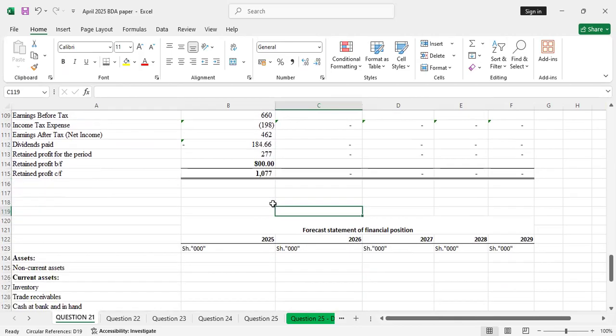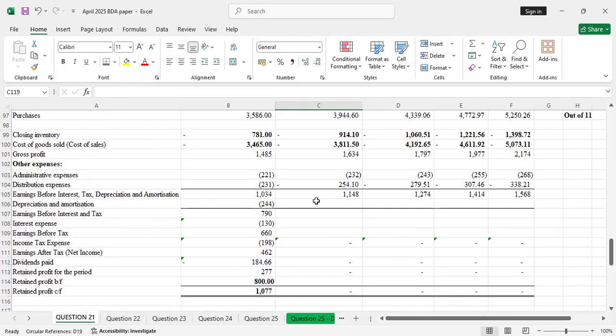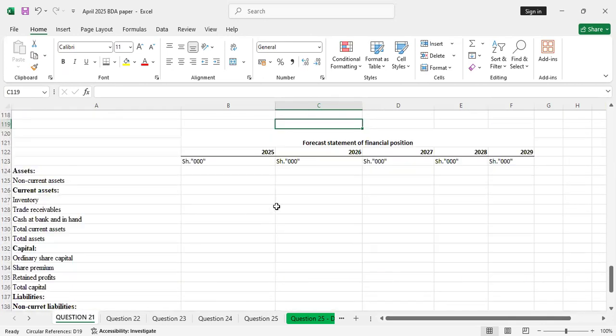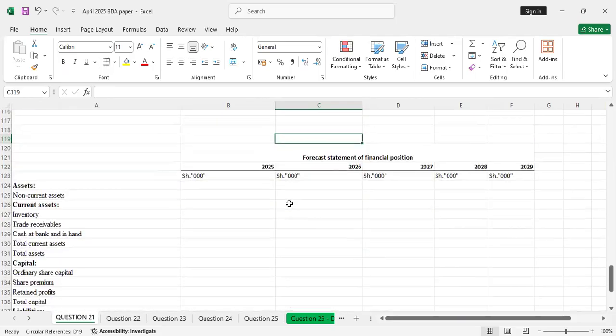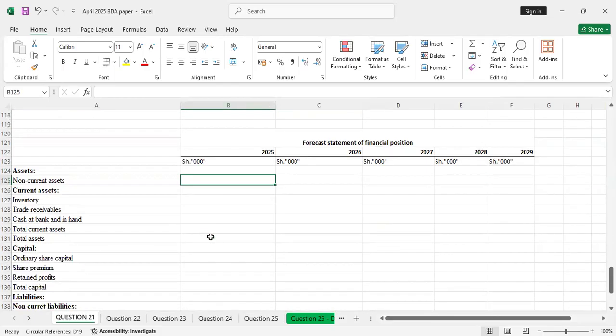Now, because we are told the analysis stops at depreciation, which I must have the non-current assets for the previous year, I'll go straight away to the forecast on financial position. That's how you do these questions on forecast. So I'll start with the non-current assets.